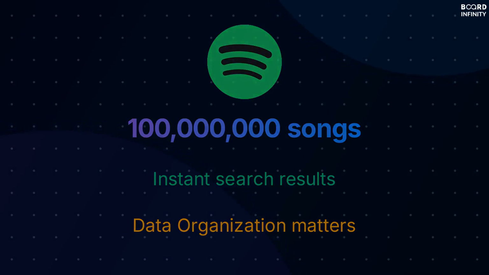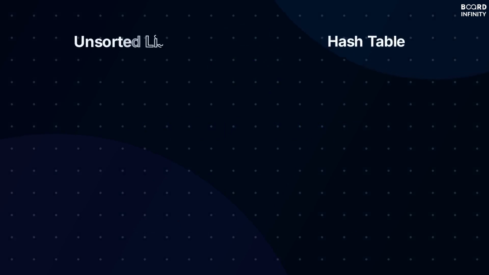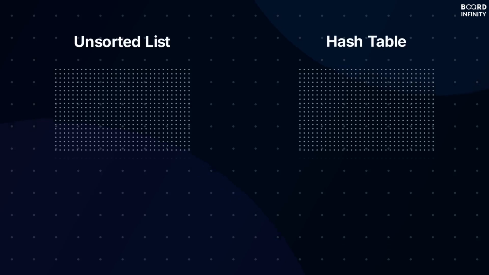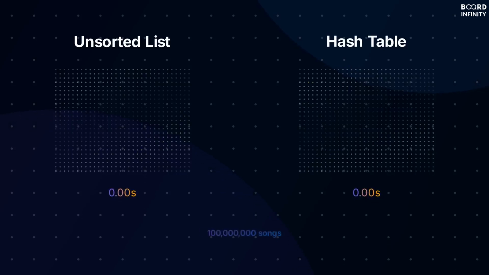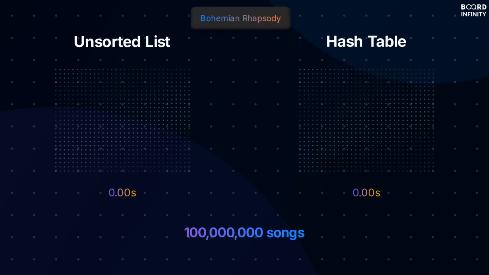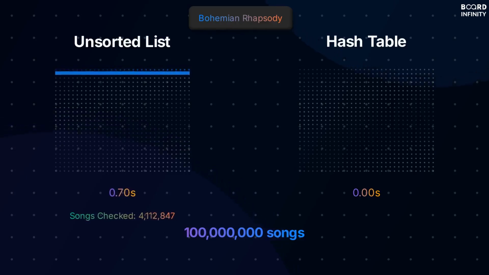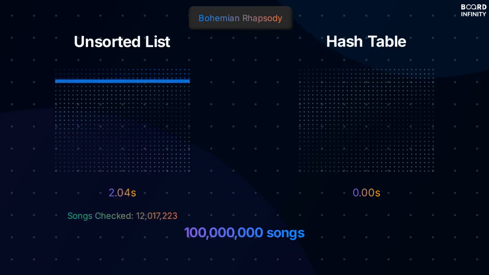See this in action. Two Spotify versions. One, an unsorted list. The other, a hash table. Both have 100 million songs. You search for Bohemian Rhapsody. In the unsorted list, Spotify checks each song one by one. On average, the system must examine roughly half the collection before finding the result. With 100 million songs, that's about 50 million checks. That's the hidden cost of poor organization.